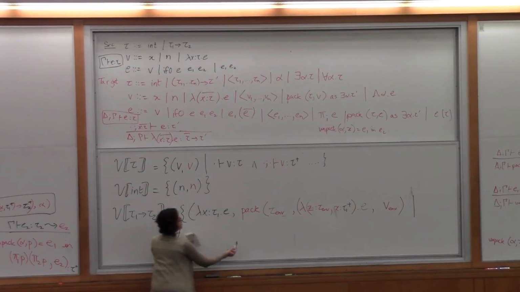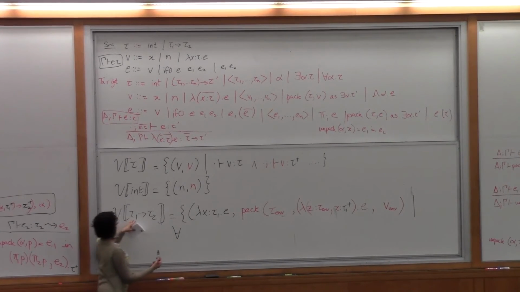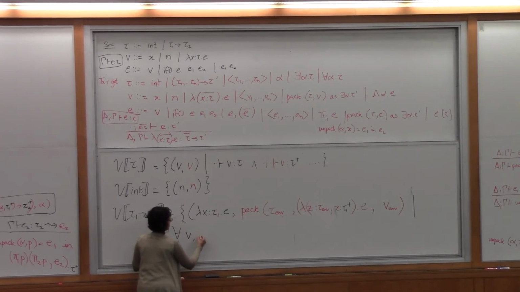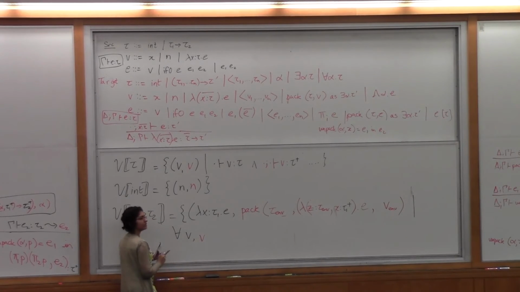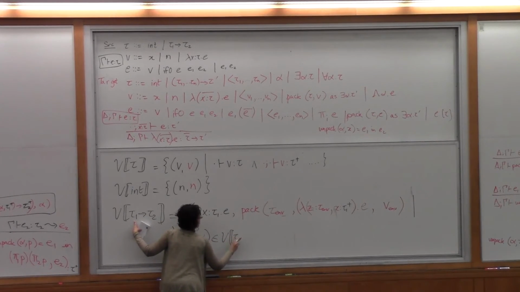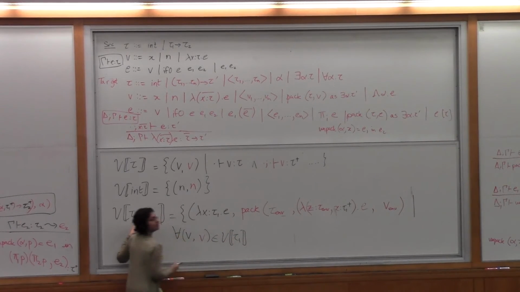Right, for all inputs that you can give to these functions. So for all black V and red V such that they are related in V of tau 1, which means that this guy will have type tau 1 plus. So give me two inputs for my functions on the two sides.